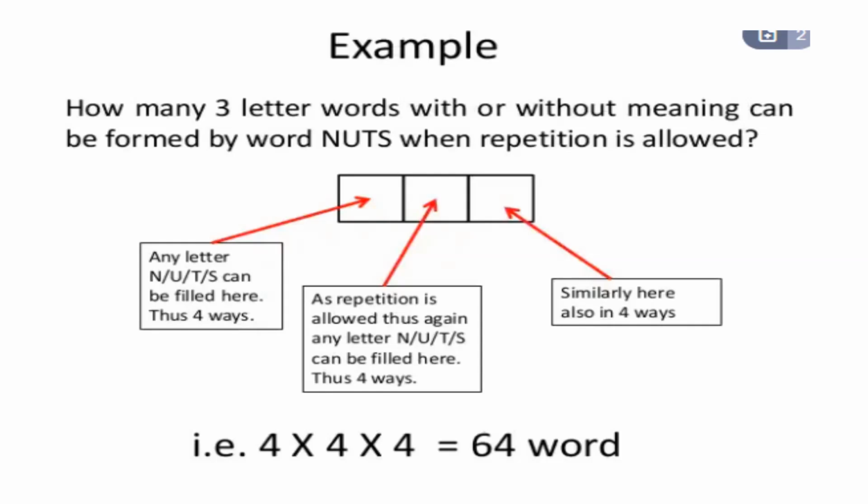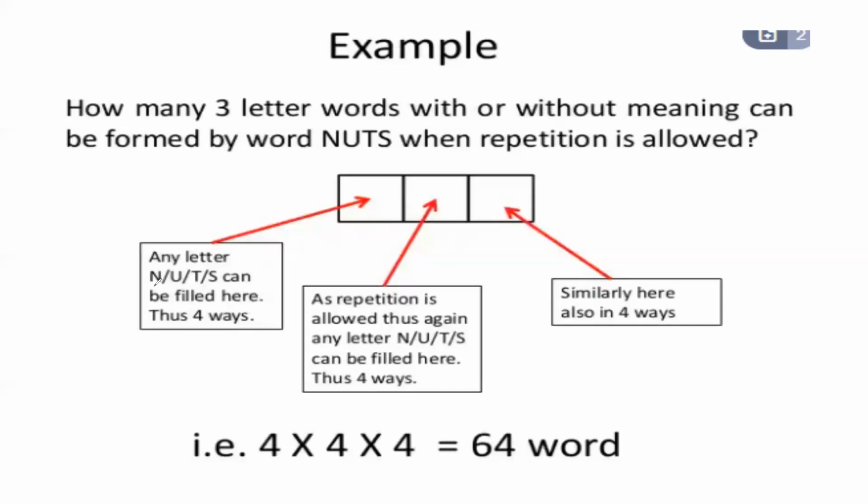So notice, you either can use that formula, 4 to the third power, or you can use this analytic approach that they're proposing here. The first letter can be any of the 4. Notice it says repetition is allowed, so for the first letter of the word you want to make, you get any of the 4 letters to use: N-U-T-S. That's what you're seeing here.